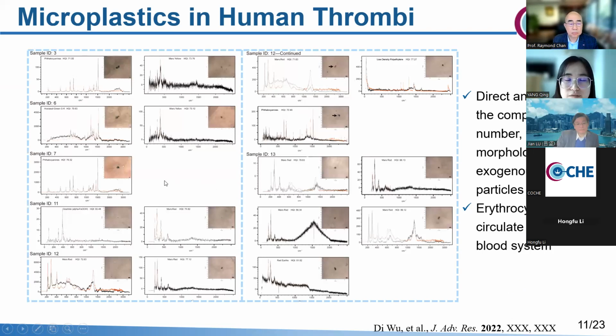These figures give the spectra and the photos of the microparticles detected in the thrombi samples. We can see that using Raman spectroscopy, the spectra, color, size, and even the surface morphology of these particles can be obtained at the same time. And these particles are of erythrocyte size, which allows them to circulate in the blood system.